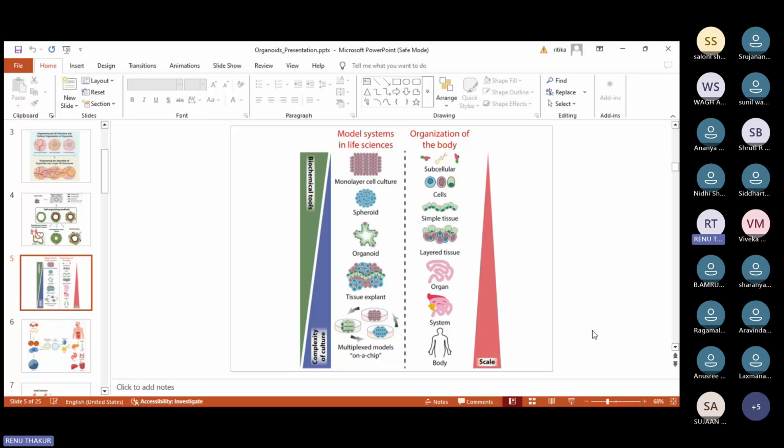So this is achieved through their three-dimensional structure, which allows for a more accurate representation of in vivo cell responses and interactions compared to the traditional two-dimensional cell cultures. So the key aspects of how organoids achieve this complexity and organization: the first one is that organoids are composed of multiple cell types organized in a 3D space, which facilitates complex cell-to-cell interaction, signaling pathways, and mechanical forces that are crucial for tissue function.